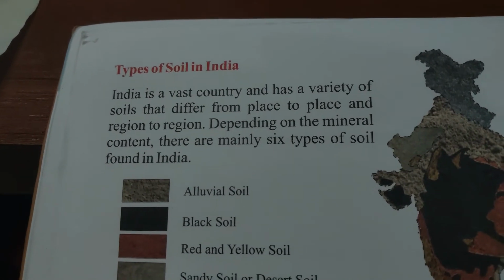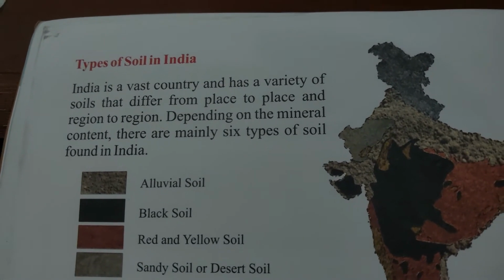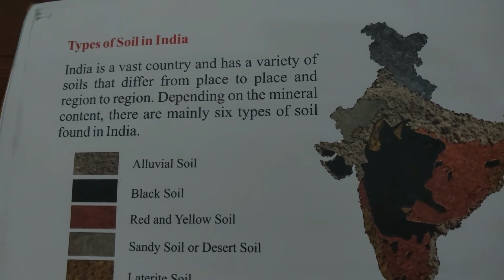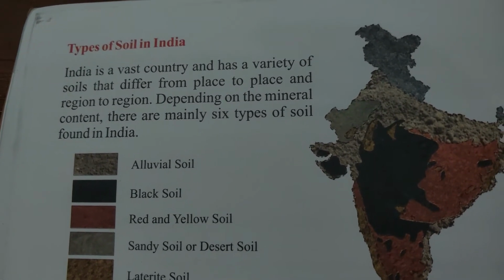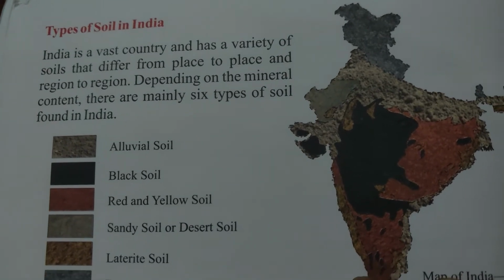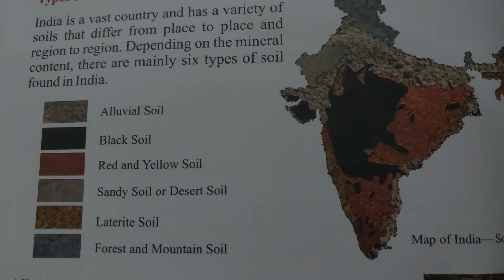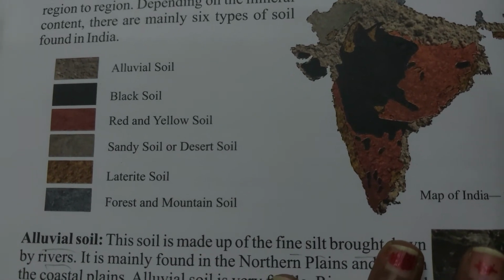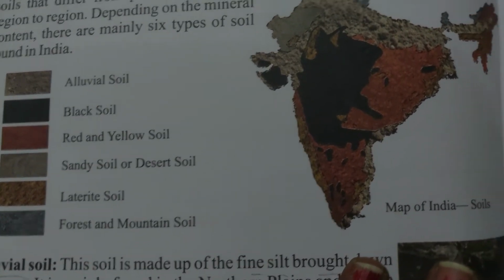Types of soil in India. India is a vast country and has a variety of soils that differ from place to place and region to region. Depending on the mineral content, there are mainly six types of soil found in India: alluvial soil, black soil, red and yellow soil, sandy soil or desert soil, laterite soil, forest and mountain soil.